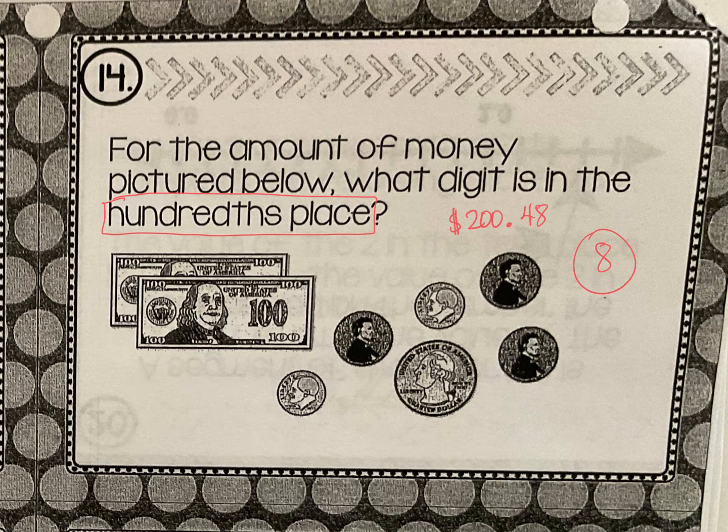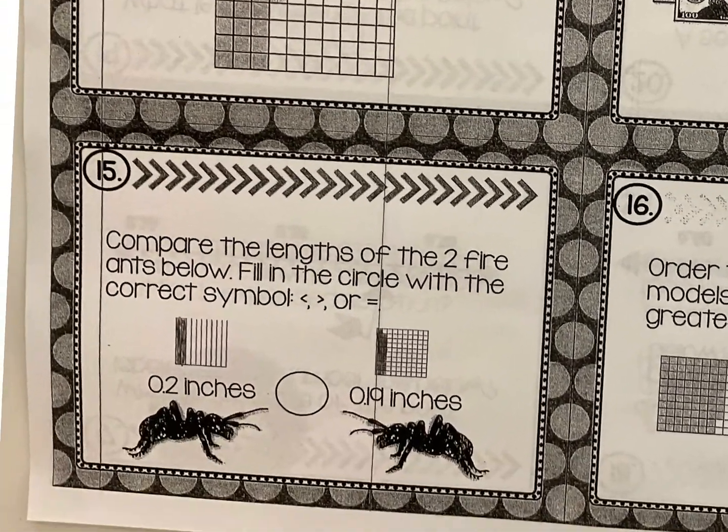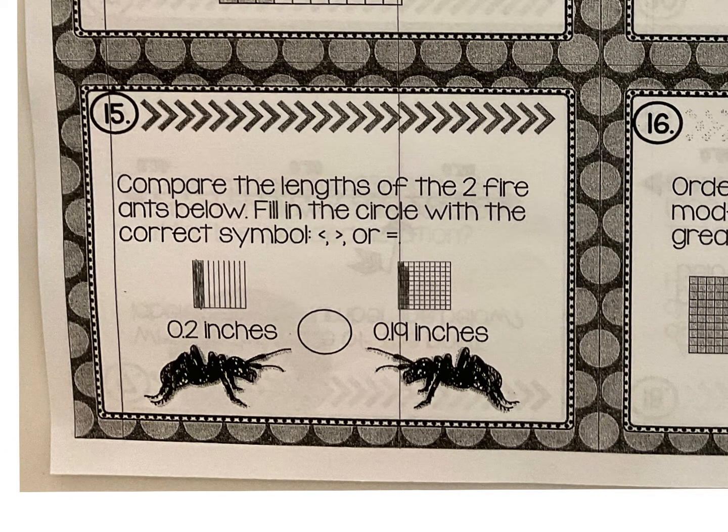All right, let's go look at number 15. Compare the lengths of the 2 fire ants below. Fill in the circle with the correct symbol, less than, greater than, or equal to. We don't have to actually figure out what the decimal is. Tomorrow, you're going to have to figure out what the decimal is. So look right here. This is tenths. Remember, there's 10 pieces. So this is 2 tenths. This is 19 hundredths. First of all, you could look at it and tell.